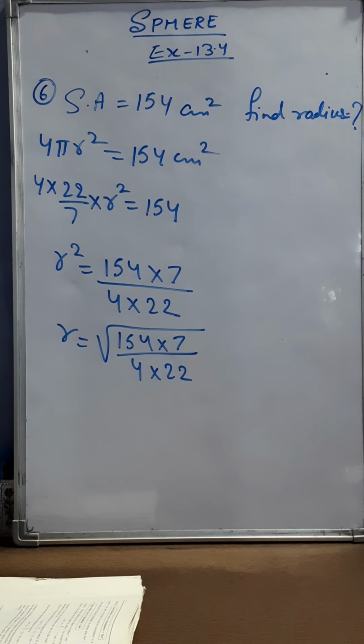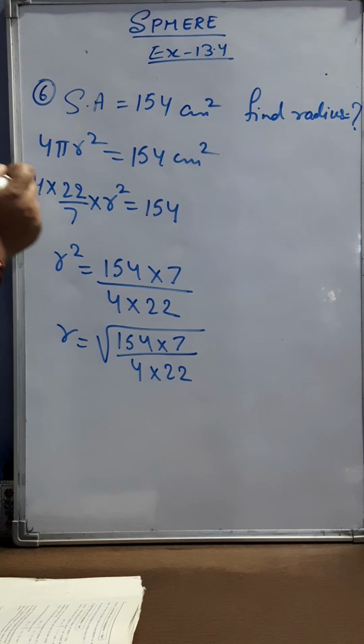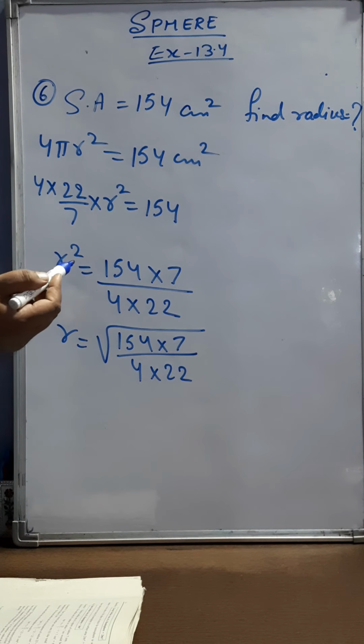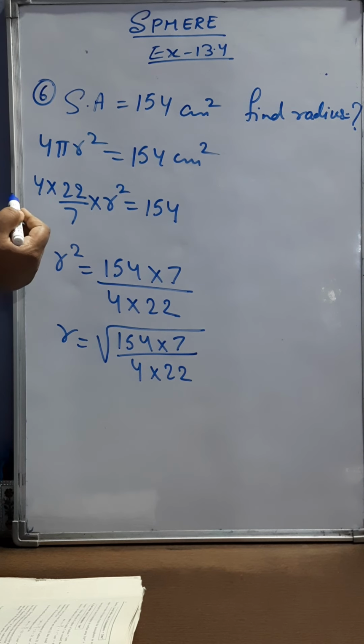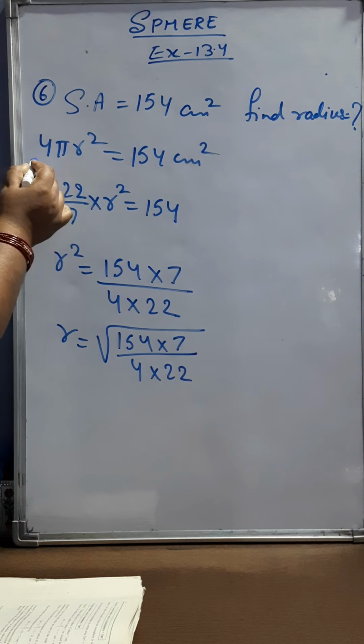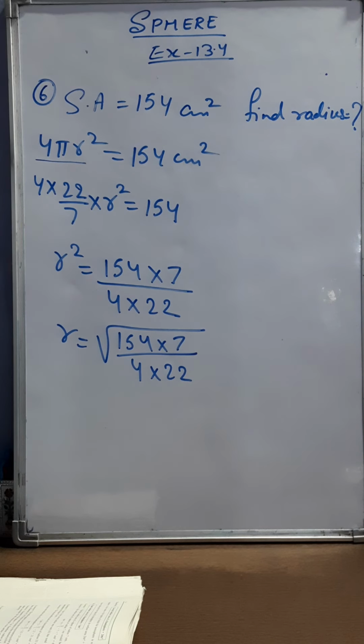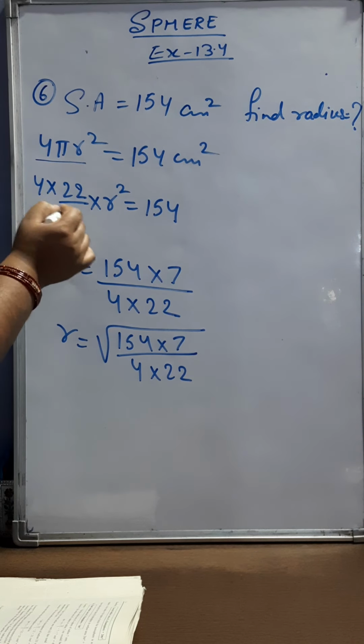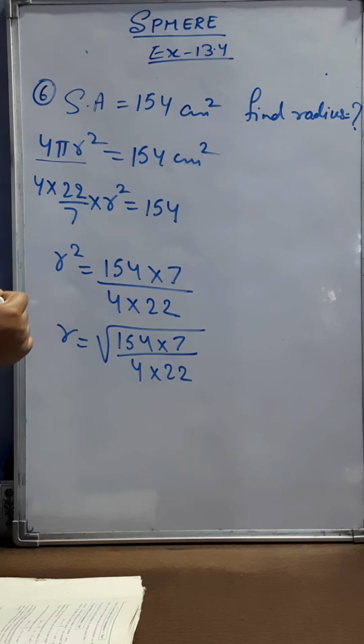Question number 6 says, find the radius of a sphere whose surface area is 154 centimeter square. Here the surface area of the sphere is given to you, 154 centimeter square, and we have to find the radius. We can calculate it by using the formula 4 pi r square, which is the surface area of a sphere. So pi is 22 by 7, into r square, is equal to 154.